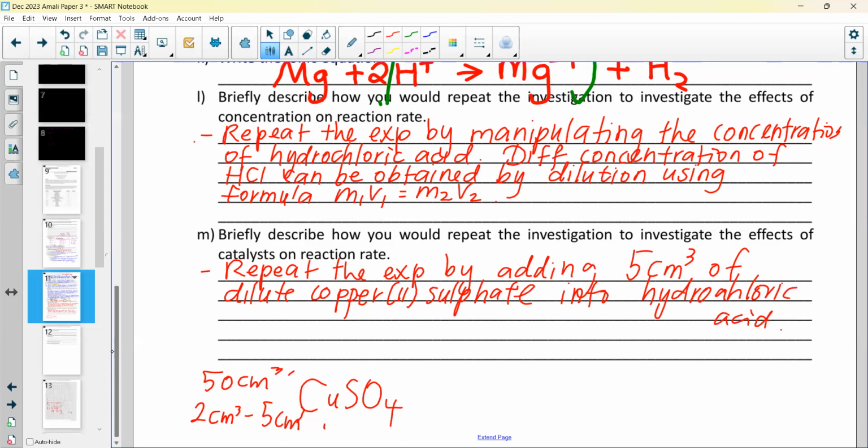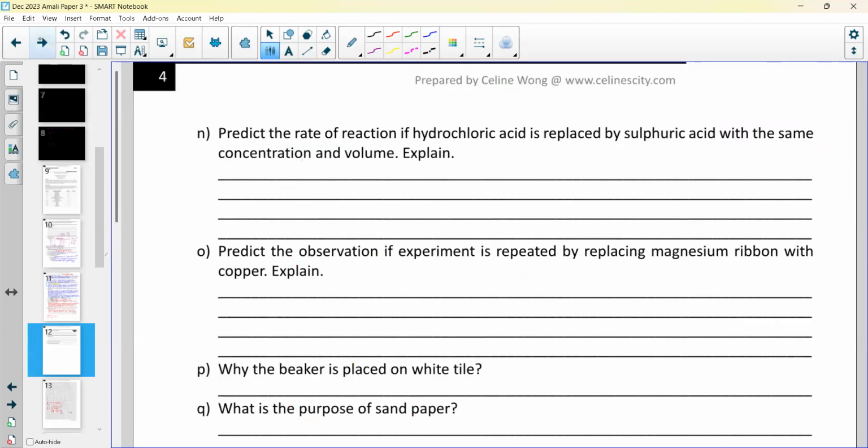Can? Okay, still okay. So if okay, we continue the next one. Predict the rate of reactions. HCl replaced by sulfuric acid with the same concentrations and volume. We tried this just now. Jaden, what will be the rate of reaction if HCl replaced by sulfuric acid?